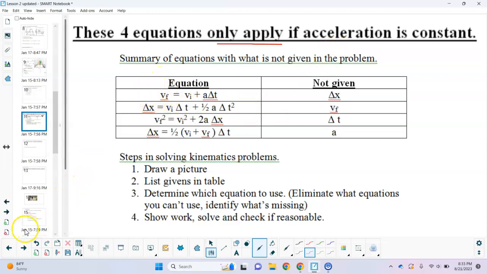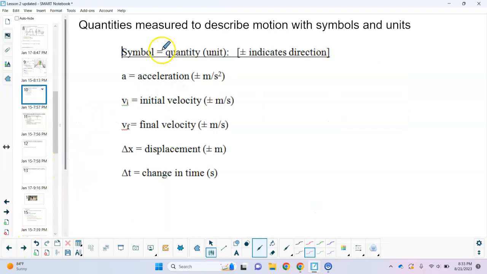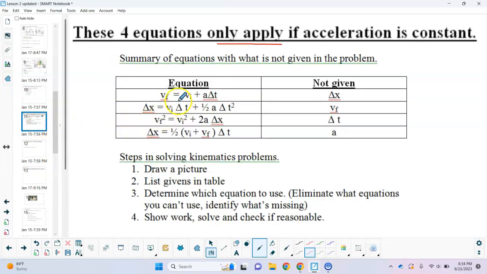The variables we just had on the previous screen are represented by their symbols, and the equation relates them. For the first one, VF equals VI plus AT, it is relating final velocity, initial velocity, acceleration, and time. Now, every problem is not going to have you solve for final velocity. Sometimes you might have to solve for initial velocity, acceleration, or time, so you might have to rearrange these equations. But generally, I tell people to plug in the numbers and then try to do the algebra.